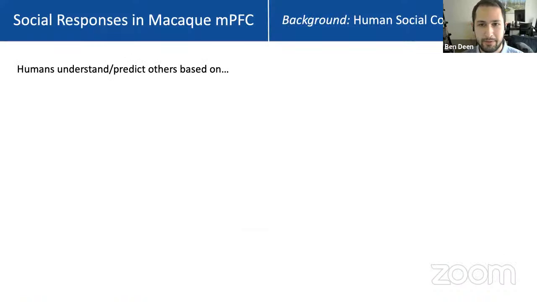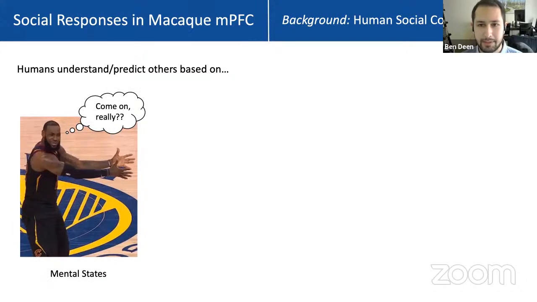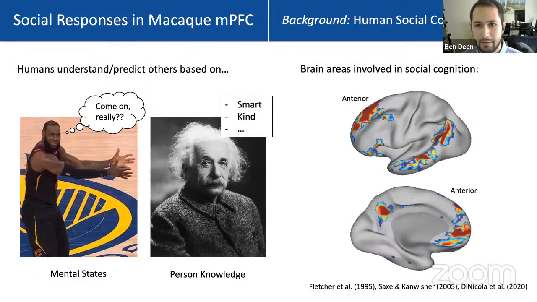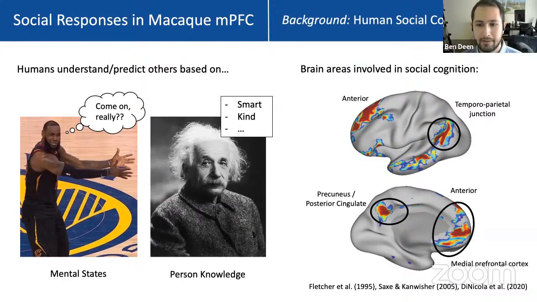So as humans, we have a rather sophisticated ability to understand and predict the behavior of other people, and we do so based on their internal mental states, as well as our knowledge about aspects of their personality, so personality traits and personal history. And these abilities are thought to be supported by a distributed set of brain regions across association cortex, including the temporoparietal junction, precuneus and posterior cingulate cortex, and several regions in the medial prefrontal cortex. These regions fall within a network known as the default mode network or apex network.